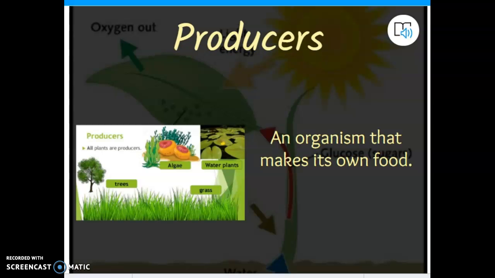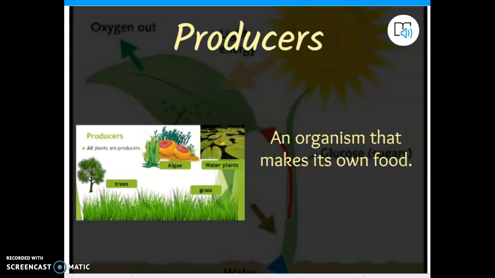Now, producers are an organism that makes their own food. And like I said, that doesn't mean I go to the oven or I go to the microwave and I make a Hot Pocket or some pizza bites. That doesn't mean I made my own food. No, an organism that makes its own food is a plant. And the reason why is they use sunlight, and when the sun shines on them through a process called photosynthesis, they're able to create sugars inside of themselves, so they make their own food that way. They create their own food.